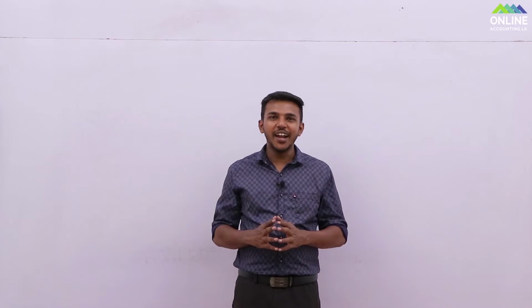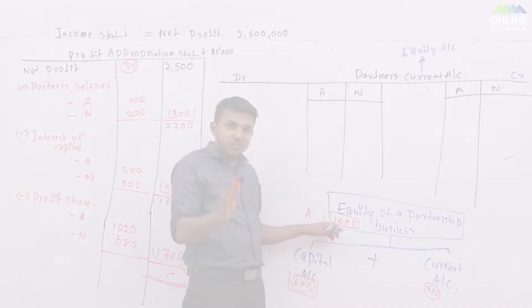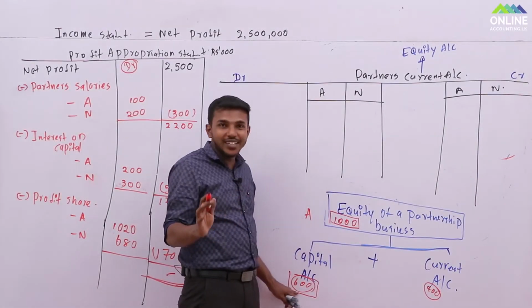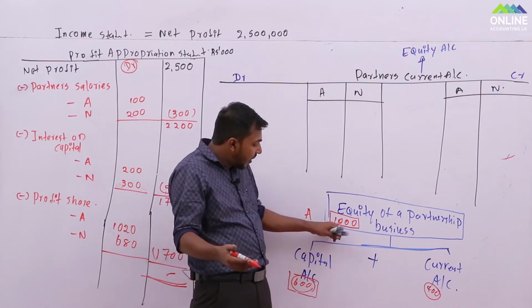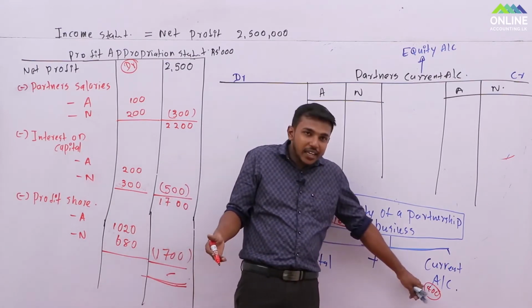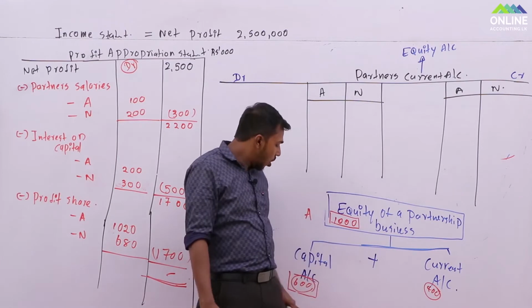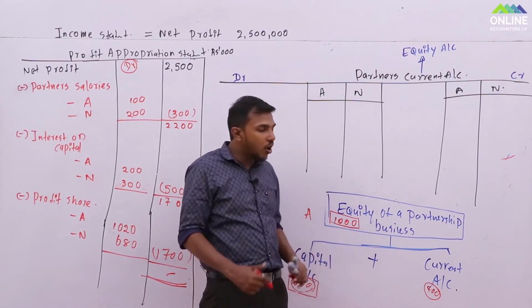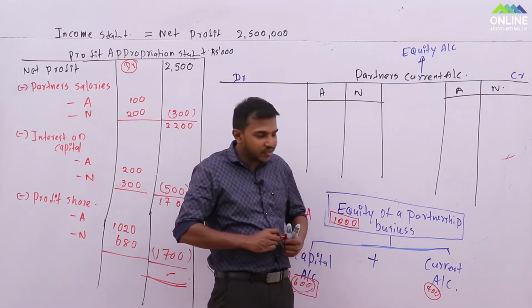So today we are going to start partnership accounts under the English medium accounting program. If the equity is 1000 and capital is 600, in a partnership equity means capital account plus what? Current account. So altogether these two, it would be how much? 1000, the equity of a partnership business.